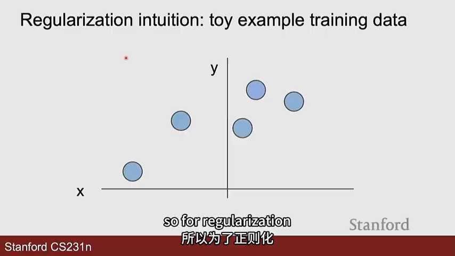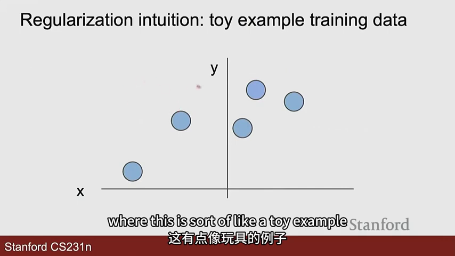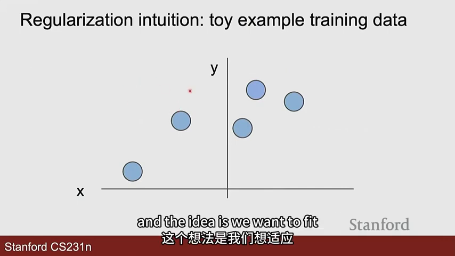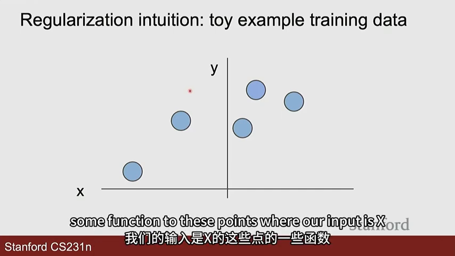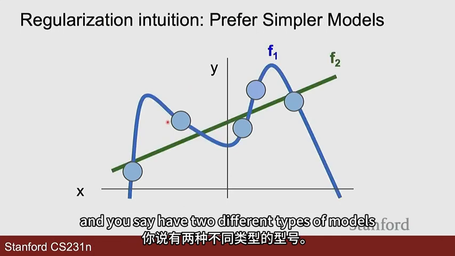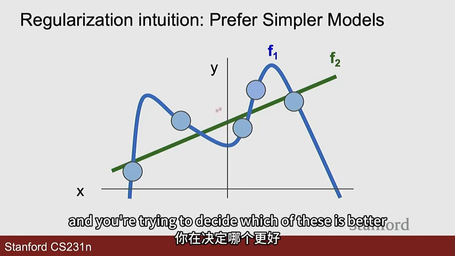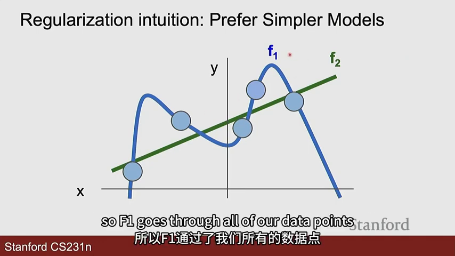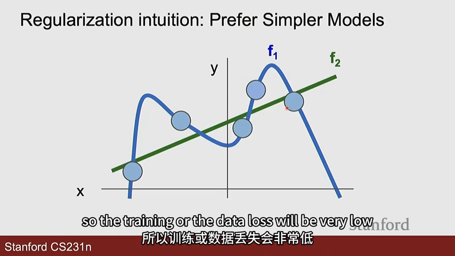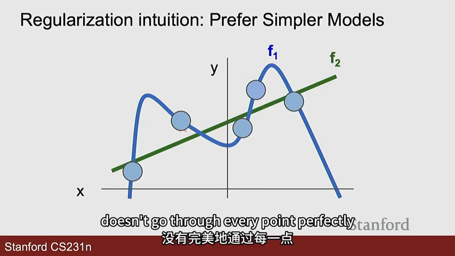So for regularization, people usually have this intuition when thinking about it, where this is a toy example, and the idea is we want to fit some function to these points, where our input is x and our output is y. Say you have two different types of models, F1 and F2, and you're trying to decide which of these is better. F1 goes through all of our data points, so the training or data loss will be very low because it's basically doing it perfectly. Whereas F2 doesn't go through every point perfectly.